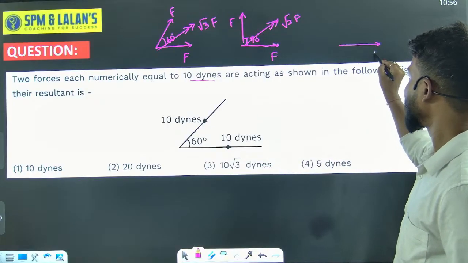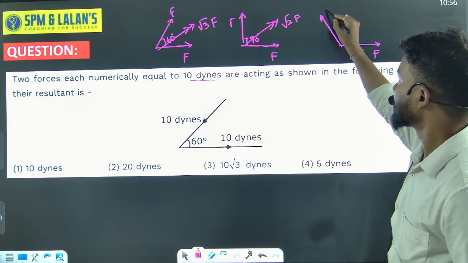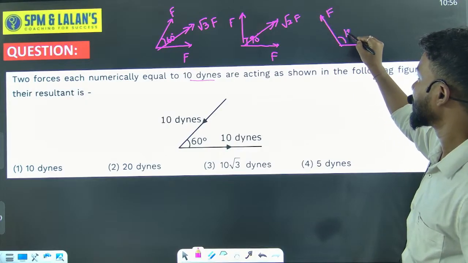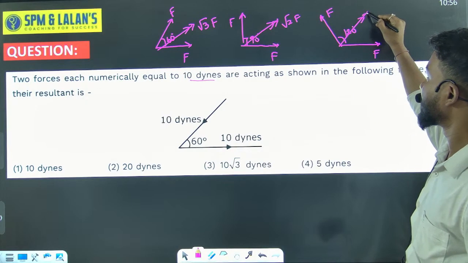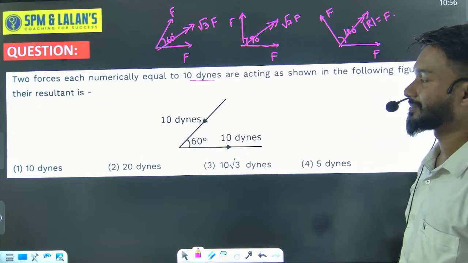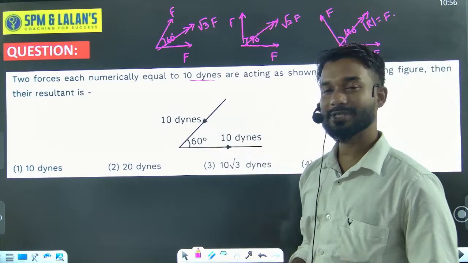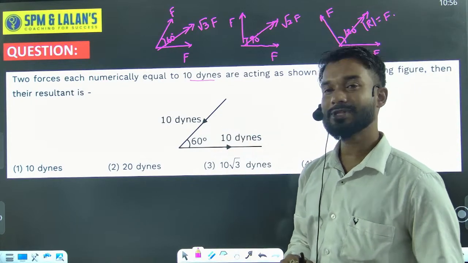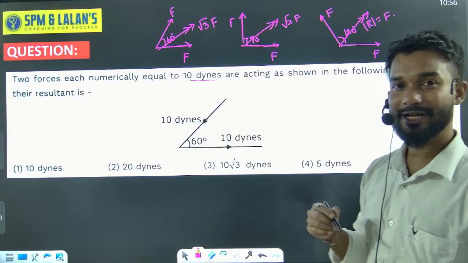And if they're acting at an angle of 120 degree, F and F acting at an angle of 120 degree, the resultant will bisect and the magnitude of resultant is equal to how much? F only. Here also 10 dyne, they represent force. But we should know the angle between them. And we have studied just now.